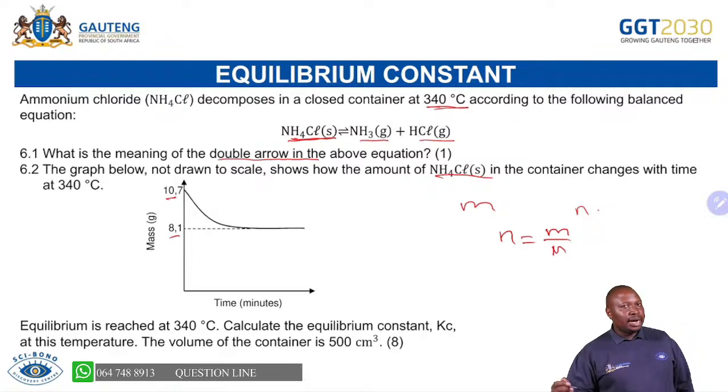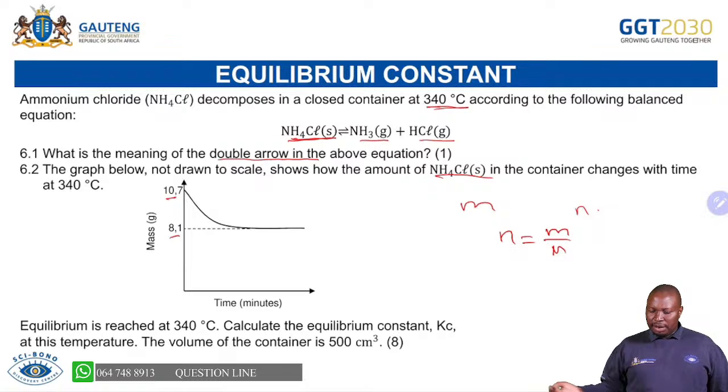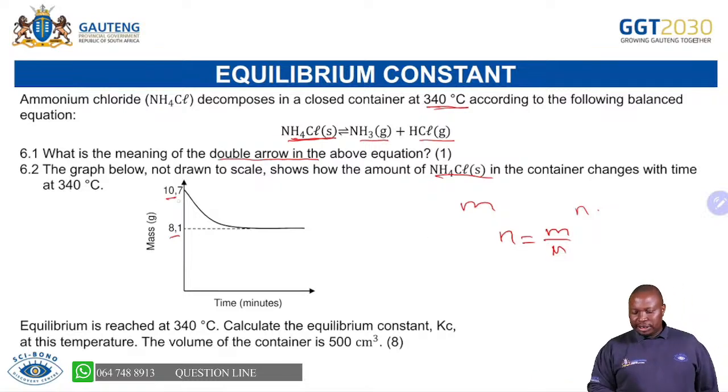So immediately when you give me mass, you are giving me number of moles, because I will convert the mass to the number of moles. So you can see that we have 10.7 grams initially as the mass of ammonium chloride, and then the graph is for ammonium chloride, don't forget, 8.1 at equilibrium. Ammonium chloride, the mass is 8.1.